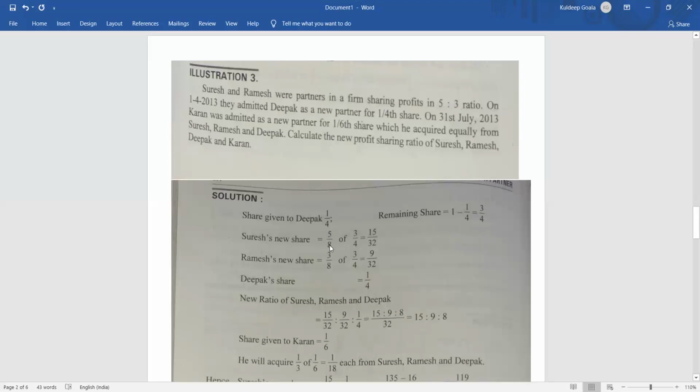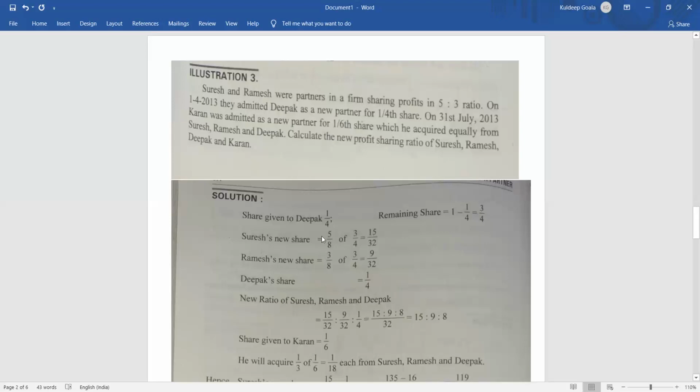So that is what you are seeing here. Suresh's new share is 5/8 of 3/4. So how much is it coming? 15/32. In case of Ramesh, the old share was 3/8, so 3/8 of 3/4 is 9/32. Clear? And Deepak's share was 1/4, so we'll convert it into 32. How? Multiply by 8. Denominator and numerator both will be multiplied by 8, so it is 8/32. Clear? So the new ratio will be 15:9:8. Clear? Okay.